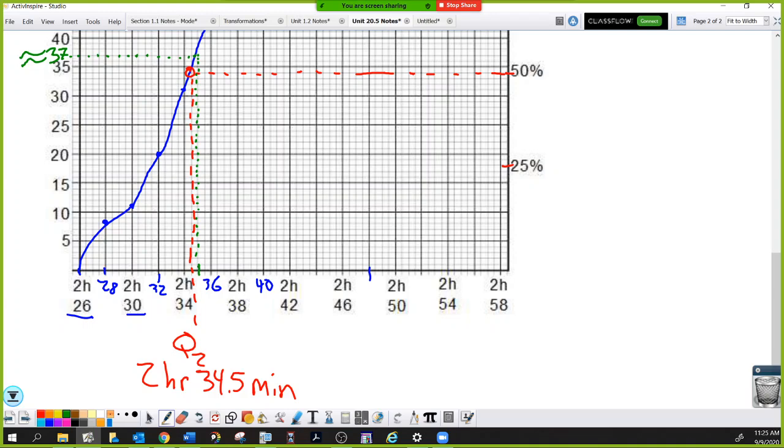Percentage, that means looking to the right, percentage of competitors who took more than 2 hours, 39 minutes. Let's see, switch colors. How about orange? 2 hours, 39 minutes is here. And of course, I'm not going to be able to see it, so I have to scroll.